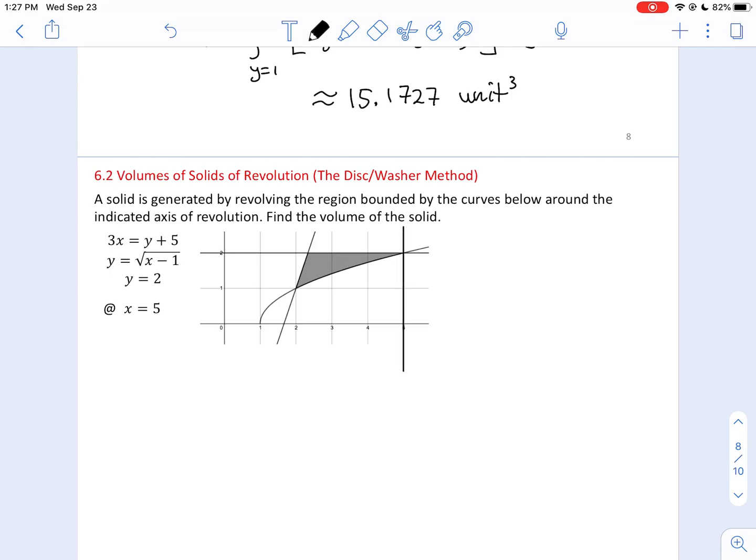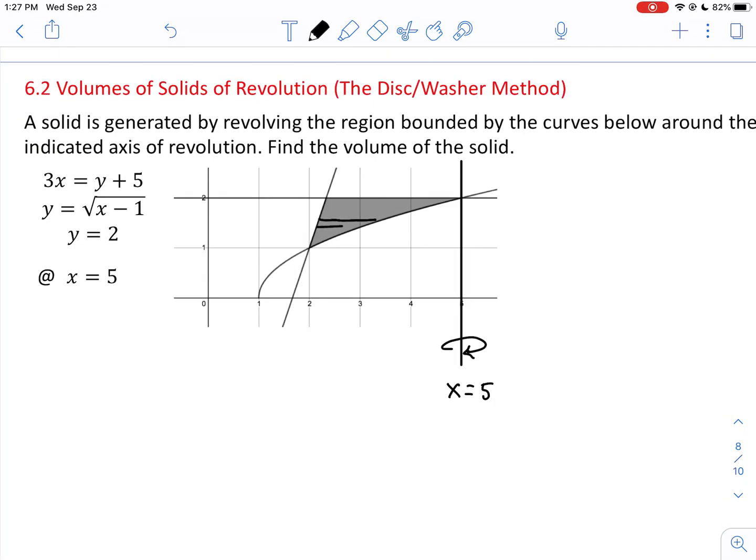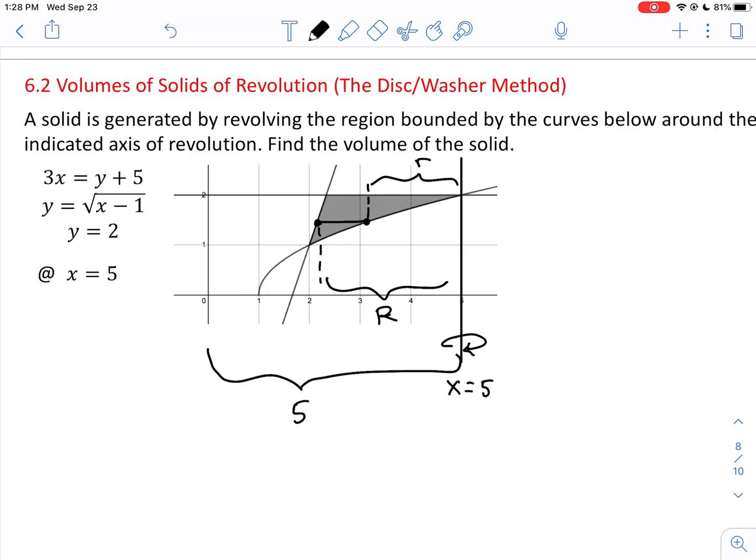And then finally, let's revolve around a line that's to the right of this region, like over here, x equals 5. Draw yourself an arbitrary strip, and the further end of the strip to the axis of revolution is big R, and little r is how close the closer end of the strip is to the axis of revolution. Okay, so we know that the whole length from the y-axis to the axis of revolution is a length of 5. Let's focus on capital R first, big R.